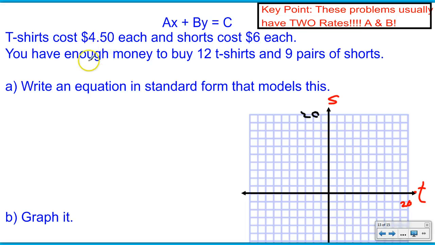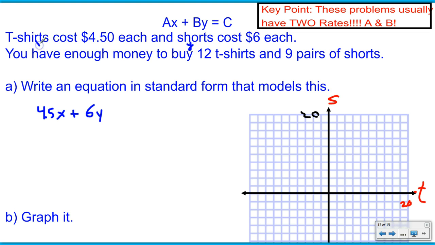So we could say, let's start with $4.50. T-shirts are $4.50 each. We can write that short like this, 4.5 dollars, right? Times the number of t-shirts. So X will be t-shirts, 4.5x, plus we're going to add $6 each. So 6 is like a second slope, huh? Times the number of shorts. So shorts will be Y.